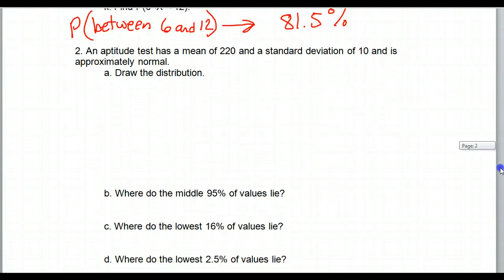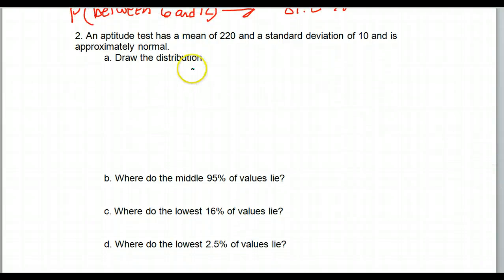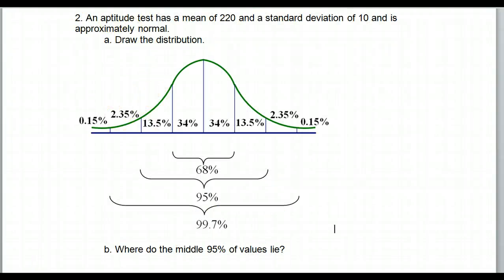Okay. An aptitude test has a mean of 220 and a standard deviation of 10. It is approximately normal. That means a bell curve like we've been talking about. Draw the distribution. I'm going to cheat. I just cut and pasted, but you will have to draw this yourself. So good luck with that.